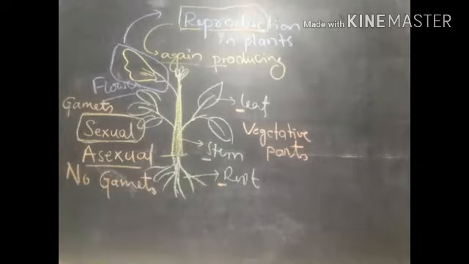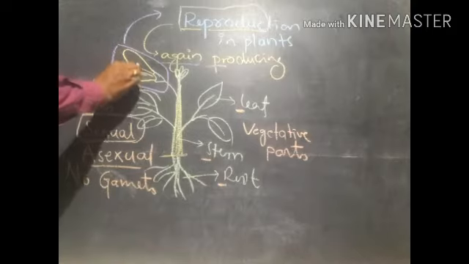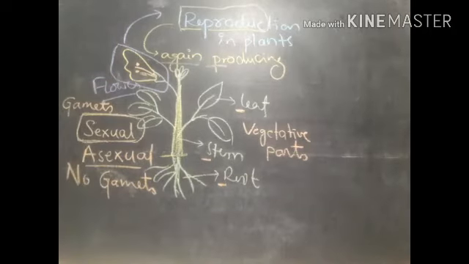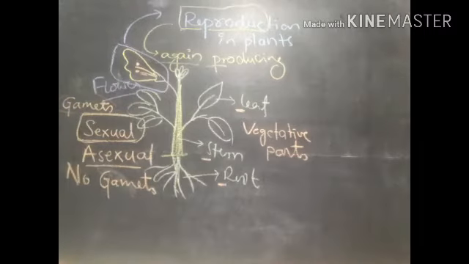I have one doubt: what is this gamete? Gametes are the cells that are present in the flower, which have the capacity to produce new life. I already told you, a plant has the capacity to produce new life. How could it produce new life? By using gametes. Gametes are nothing but cells.